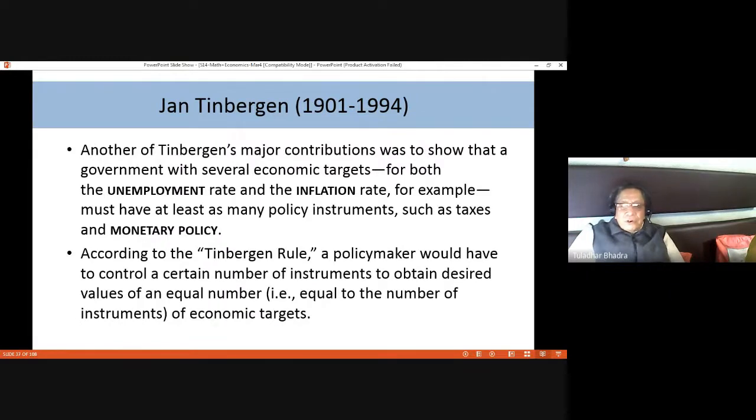Another of Tinbergen's major contributions was to show that a government with several economic targets, for both the unemployment rate and the inflation rate, for example, must have at least as many policy instruments, such as taxes and monetary policy. According to the Tinbergen rule, a policymaker would have to control a certain number of instruments to obtain desired values of an equal number of economic targets.